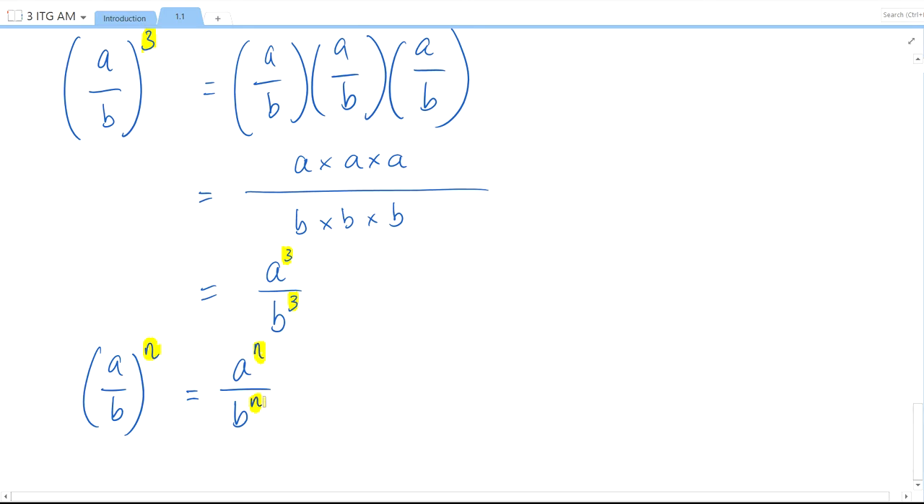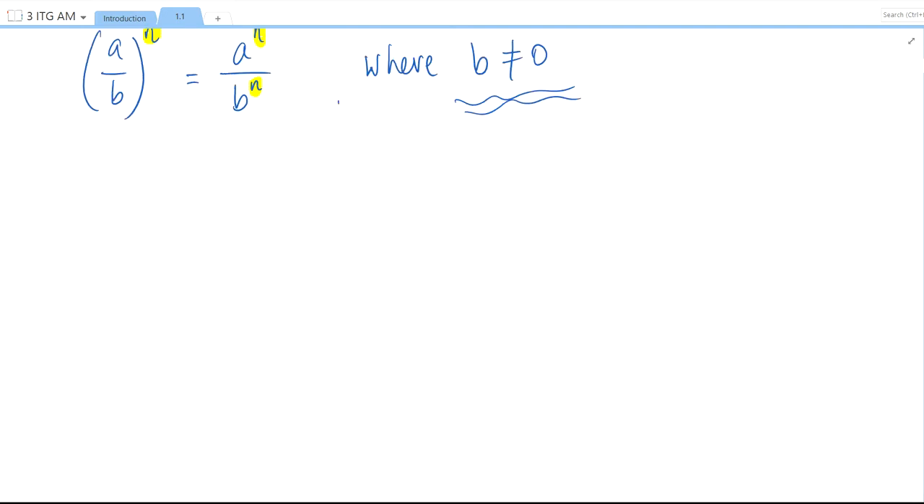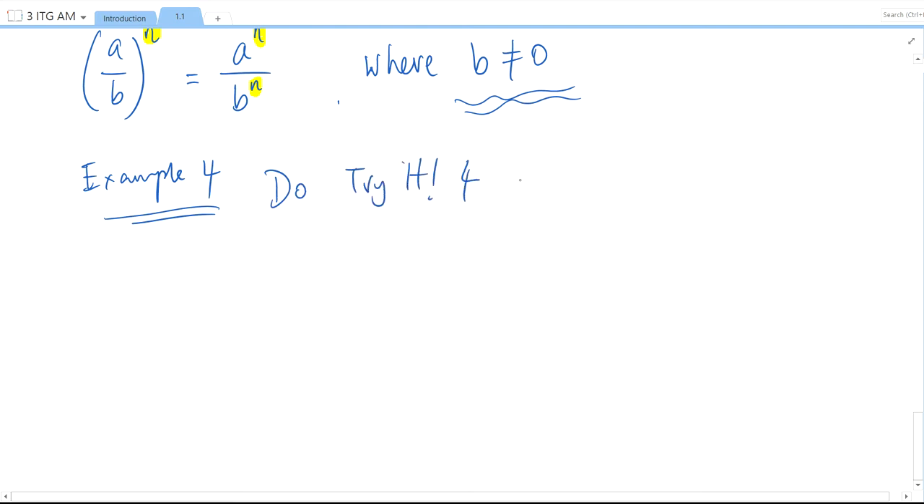Okay, and we also say that there is another condition where b is not equal to 0. Do you know why? Figure it out yourself, you can discuss with your friends. So now we will go on to example 4. Read through it, make sure you understand, then you do try it 4, a and b.